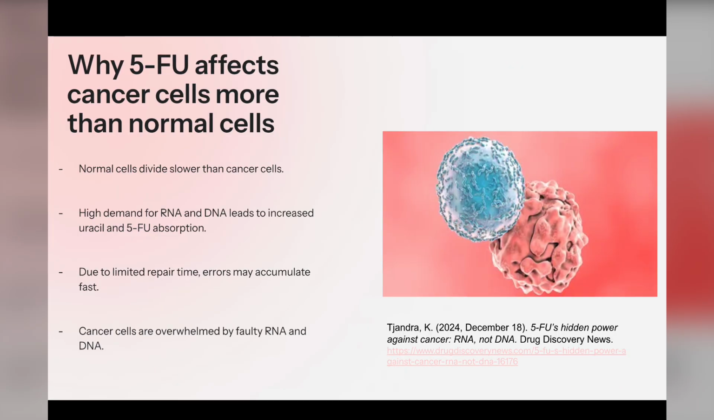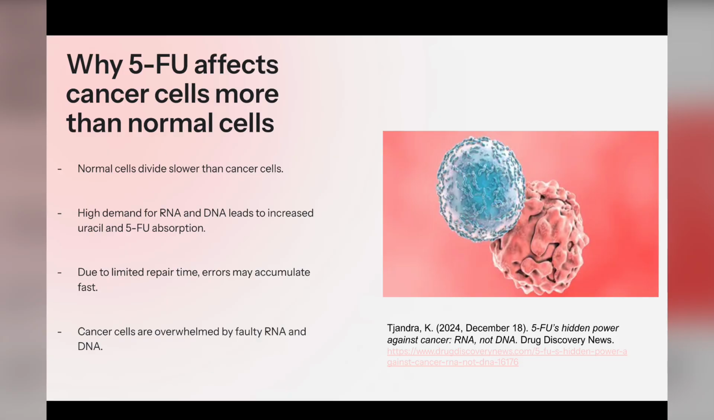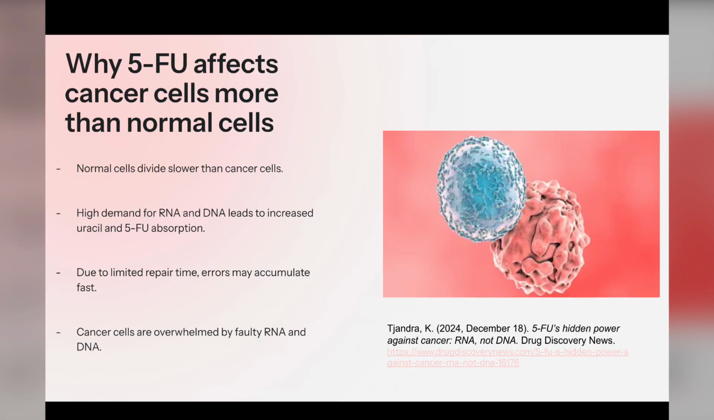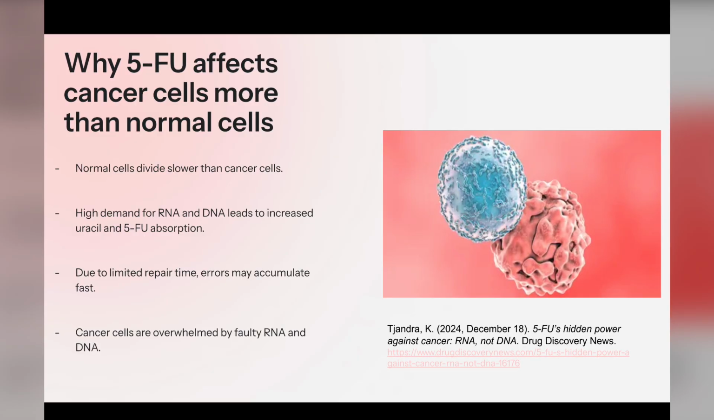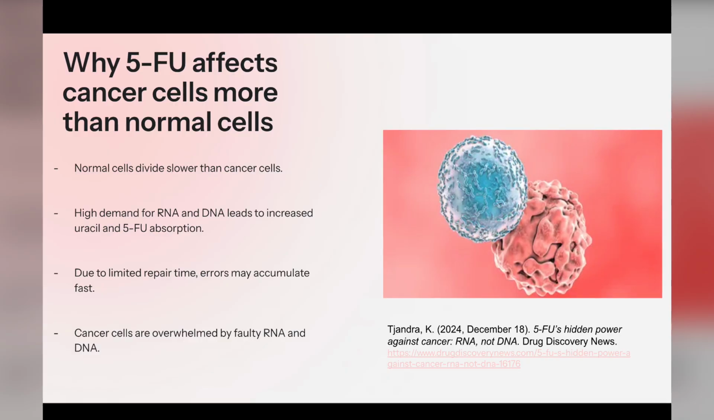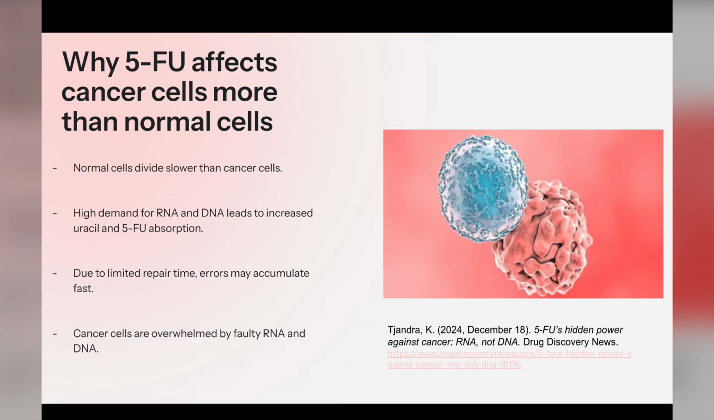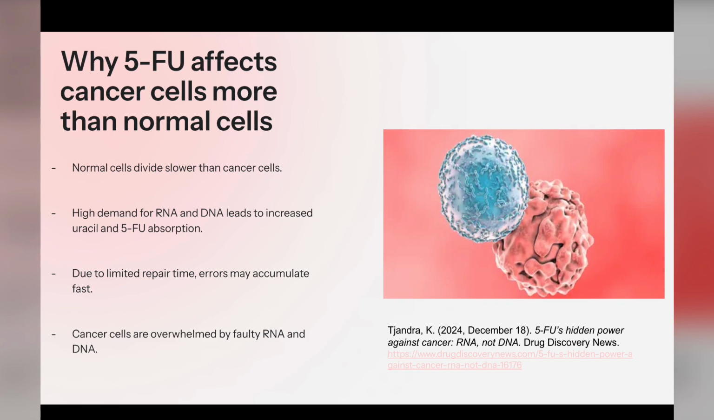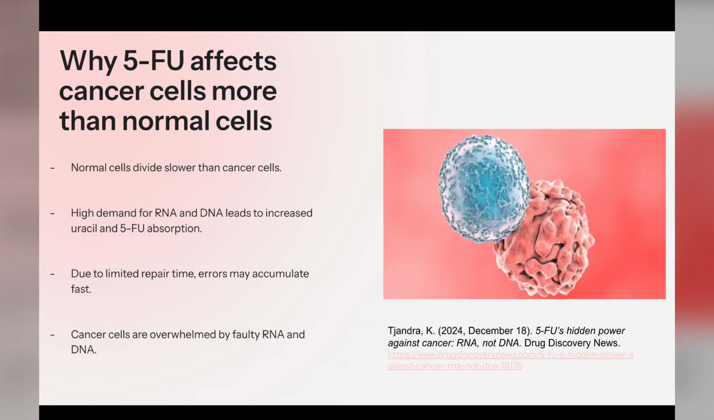This next slide shows that cancer cells are more chaotic and overloaded, while normal cells are more orderly and controlled. So cancer cells divide rapidly. They continually make RNA, copy DNA, and cycle through cell division checkpoints. Because of this, they absorb uracil and 5-FU quicker than healthy cells. FUTP or FdUTP in their RNA and DNA prevent cancer cells from repairing themselves. They keep going, and this forces them to fall apart.